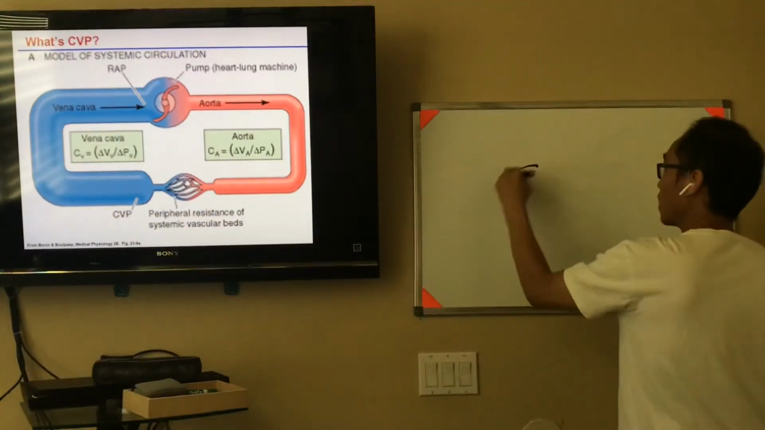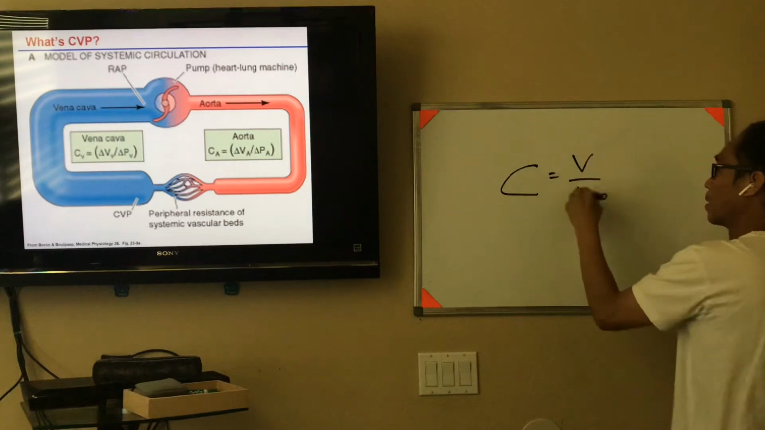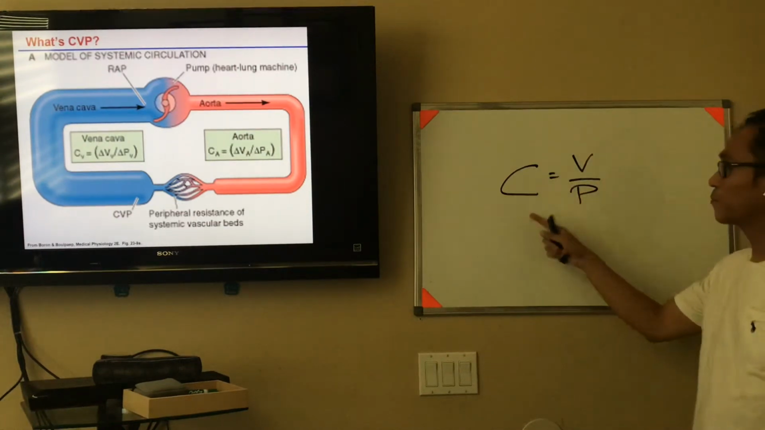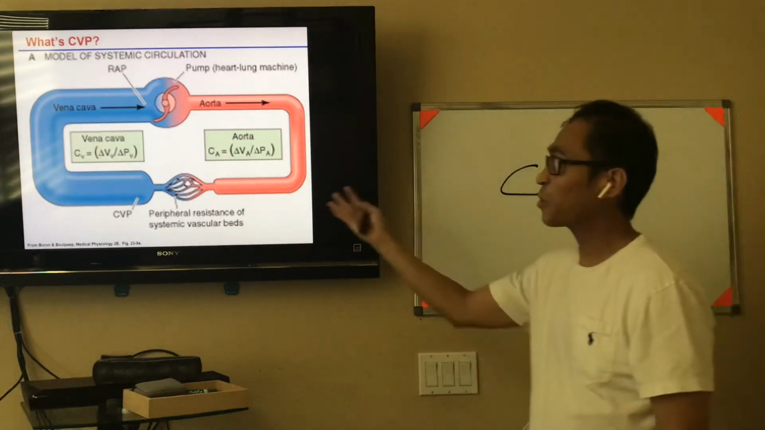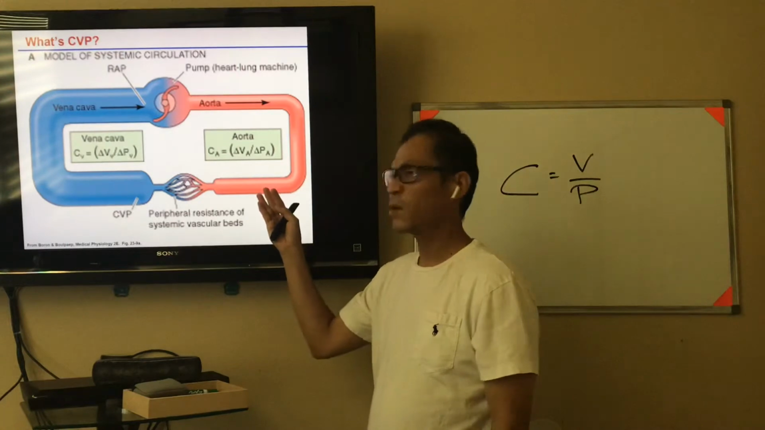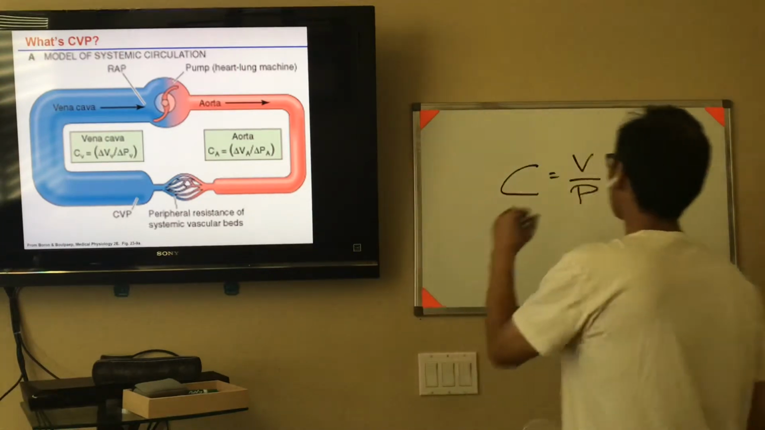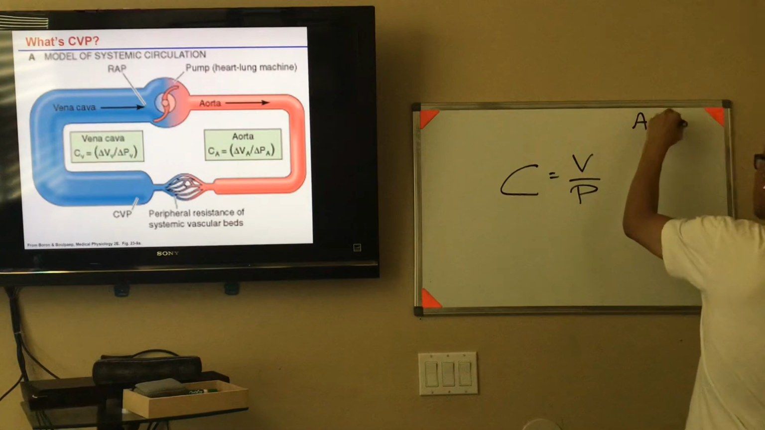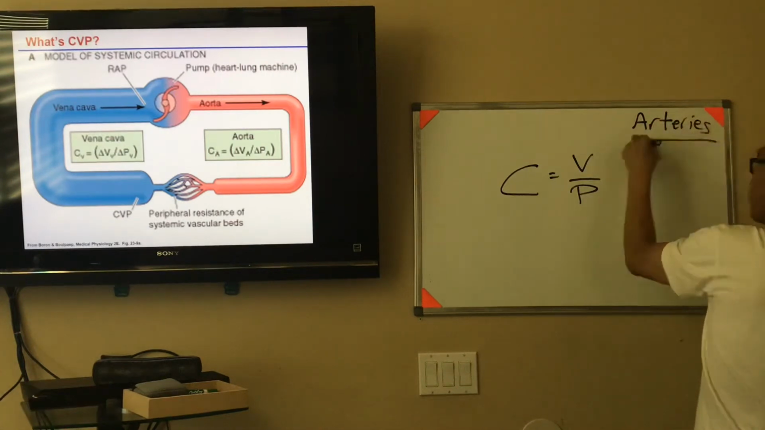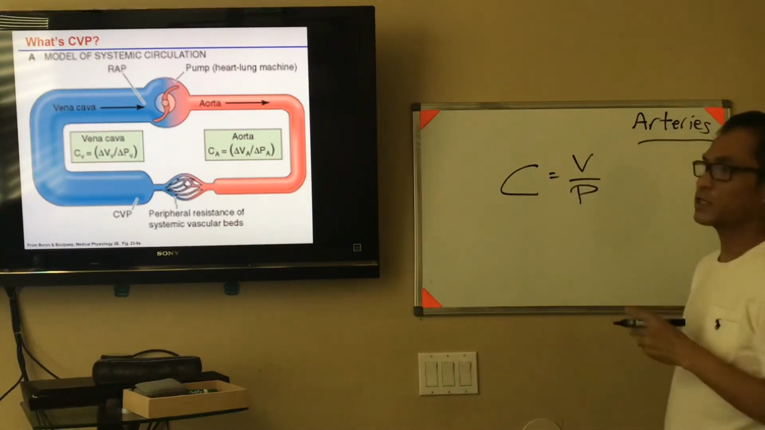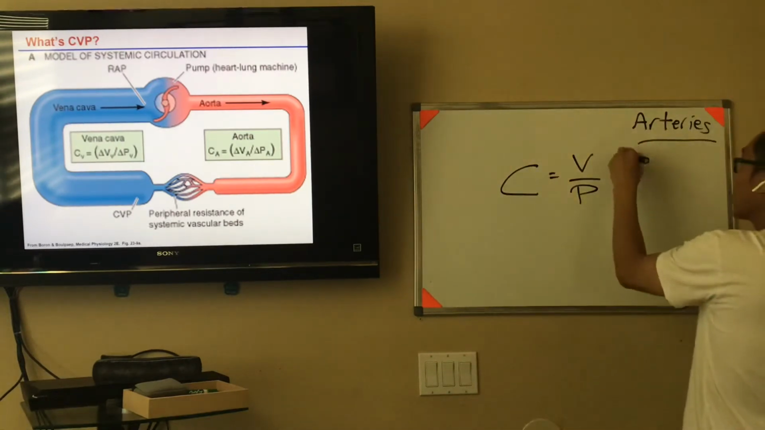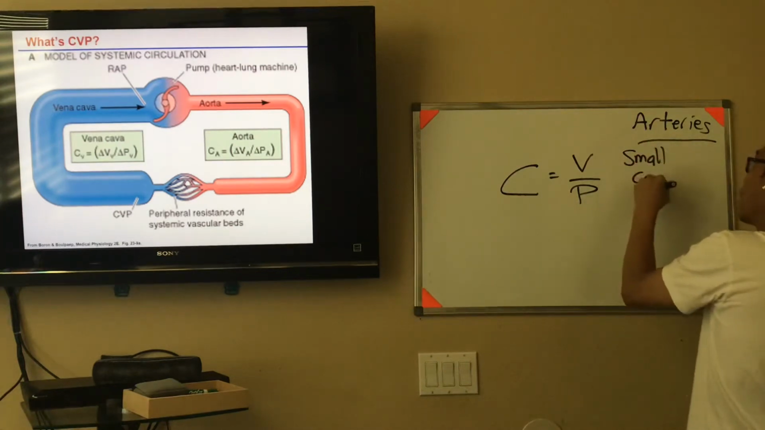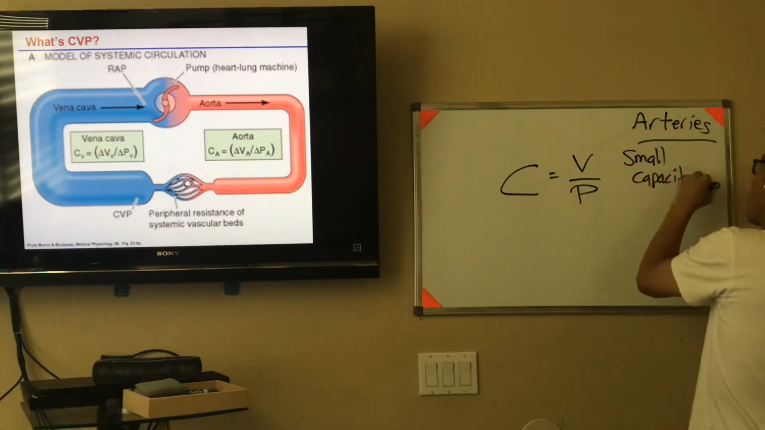Let's review the concept of CVP. C is capacitance, V is volume, P is pressure. We talked about arteries as having small capacitance, right? That's how I define the concept. Even though we're using a mathematical equation, we won't plug and chug numbers. We'll just talk about it conceptually. Arteries are small capacitance. They don't hold very much blood.